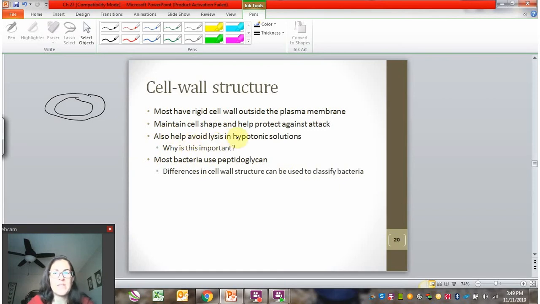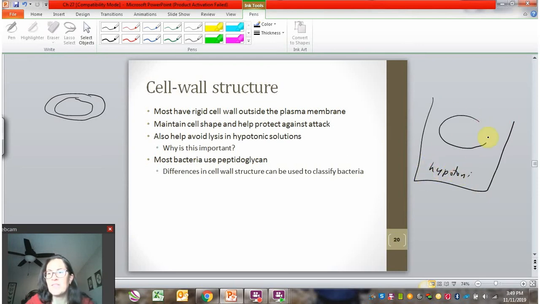One of the things that it protects it from is lysis. So lysis means to break open, and this can occur in hypotonic conditions. So if you have a hypotonic solution and you have a cell, hypotonic environments are high in water, so higher than the cell, so water will tend to flow into the cell. And if water flows into the cell, then the cell can eventually burst.